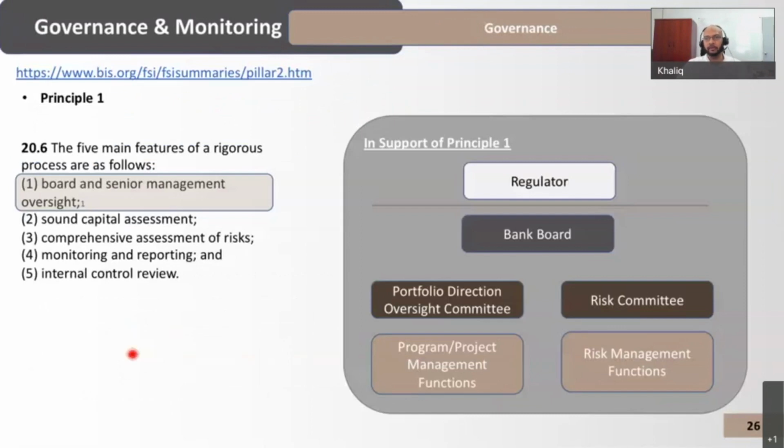So again, the Basel framework decomposes that principle 1 into some features. And one of those features is board and senior management oversight. So what I've done is, at a very high level, an abstract level, I've defined the main parties involved in overseeing the strategic risk and making decisions about the P2 buffer. So you have the bank board, of course. They're ultimately responsible to the regulator.